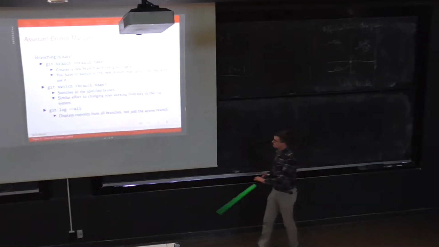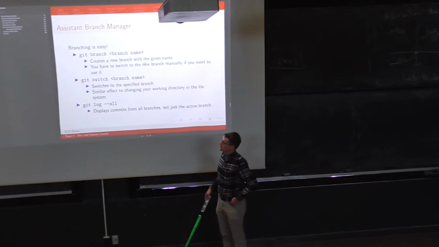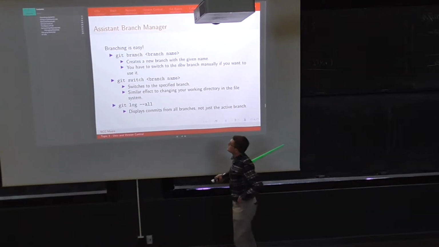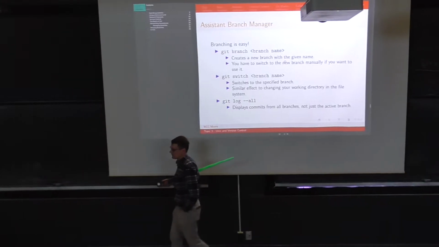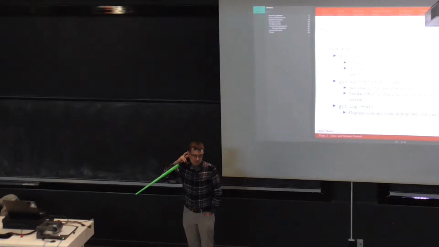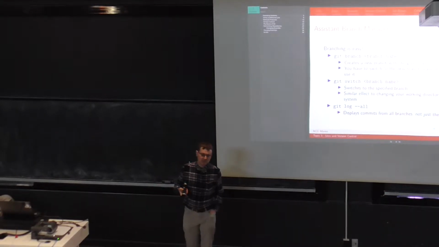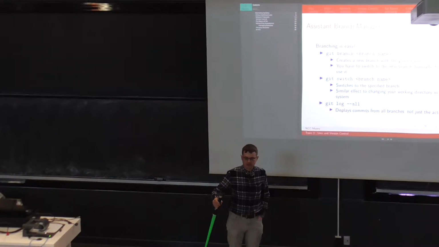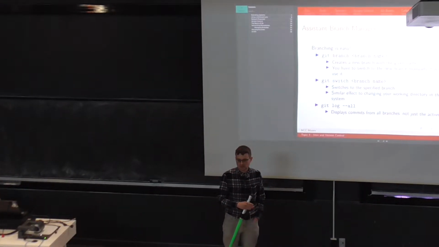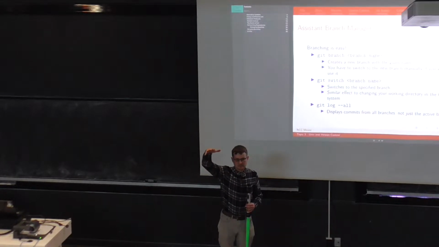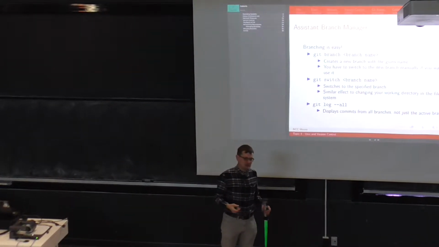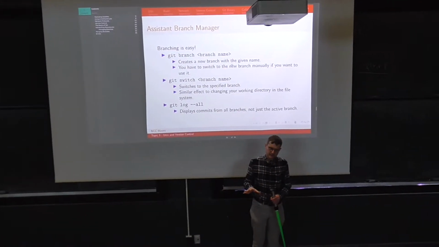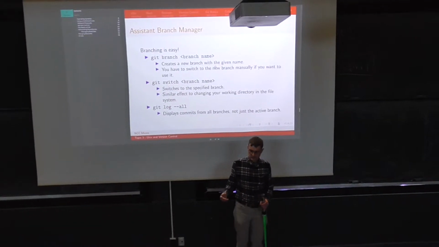So, git switch allows you to switch to the branch with a specified name. Very basic. Similar effect to changing your working directory in a file system. It's also very similar to the git checkout operation, which allows you to get into previous commits, right? From a physical standpoint, all of the files in your file system are modified to reflect the commit that you're changing to, right?